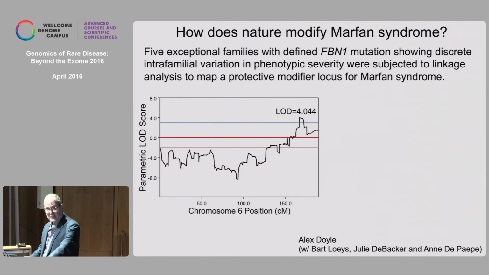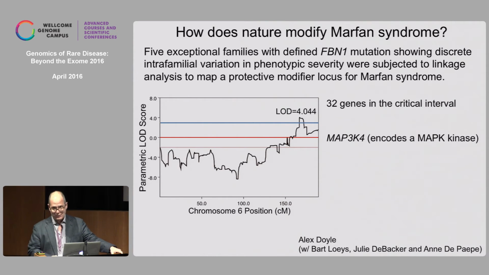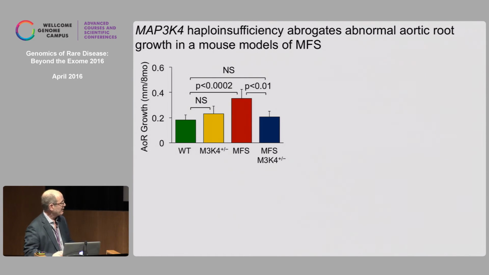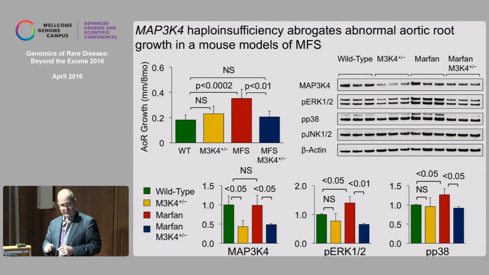Now, there are 32 genes in the critical interval, but one caught our eye immediately, MAP3K4, which is a mitogen-activated protein kinase that activates molecules such as ERK and p38. We didn't have the ability to recruit additional exceptional families, so we returned to our mouse model of Marfan syndrome and found that when we introduced simple haploinsufficiency for MAP3K4, we could completely normalize the rate of aortic growth, and that this occurred in association with full normalization of both ERK and p38 activation within the aorta.